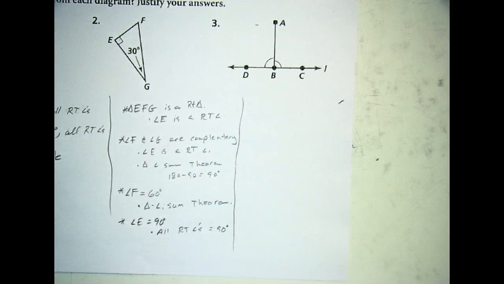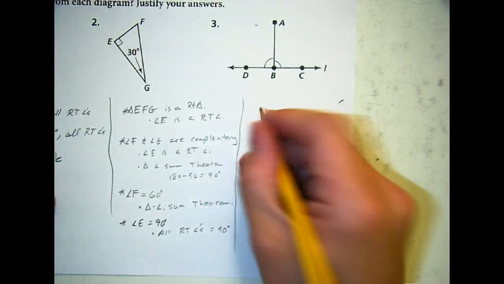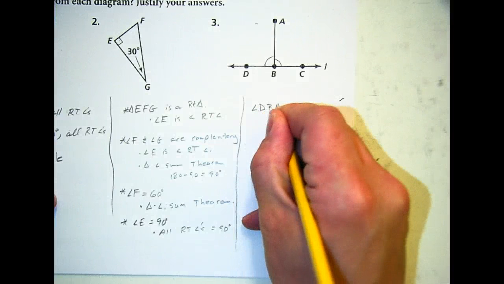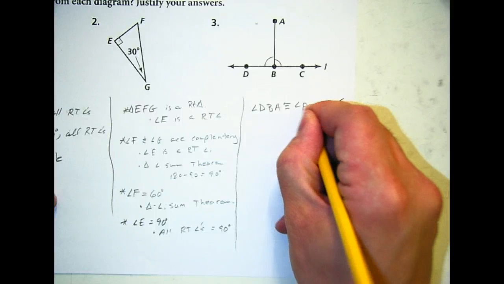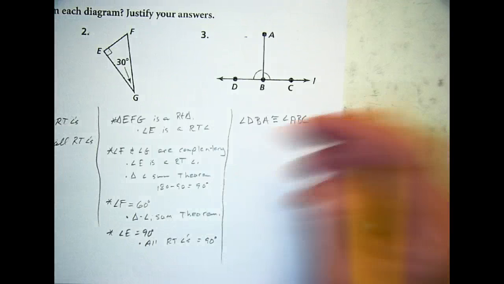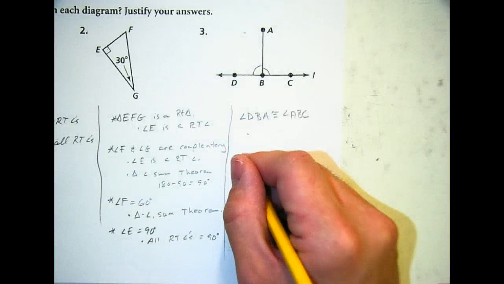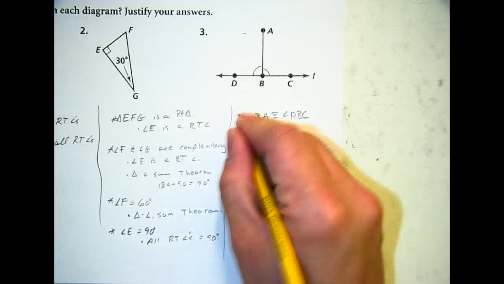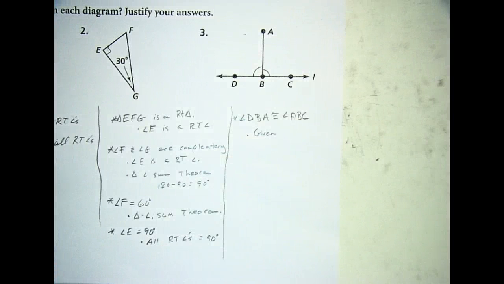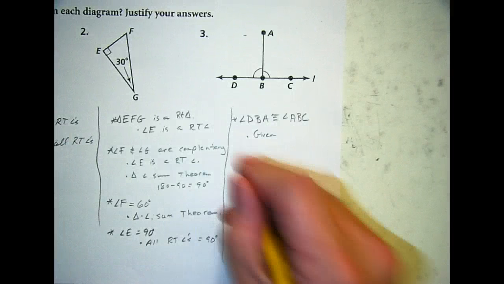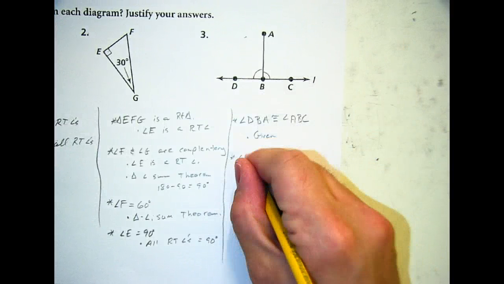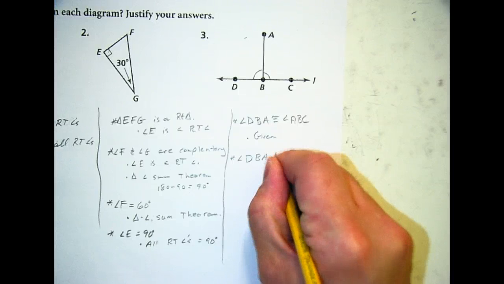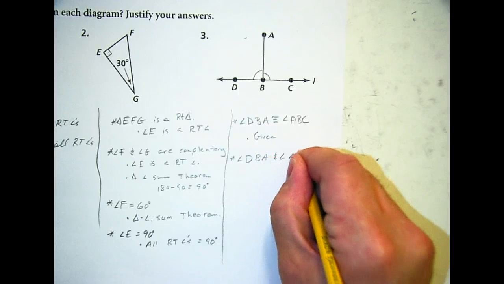Number 3, what do we got? Someone new? Yes, Haley? Angle DBA and angle ABC are congruent. How come? Because they have the congruent lines. Okay. So that's kind of a given, right? So we could say given there. We're really not concluding it, but we're going to put it right there. Okay? Angle DBA and angle ABC are supplementary.